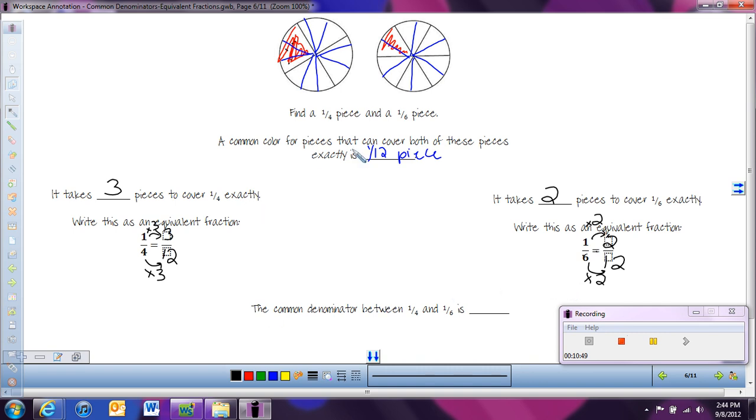So now we've determined what our common denominator is between 1/4 and 1/6. It's 12. So now we have 3 twelfths and 2 twelfths. Now we'd be able to add or subtract those together. Let's try another one using our fraction circles.